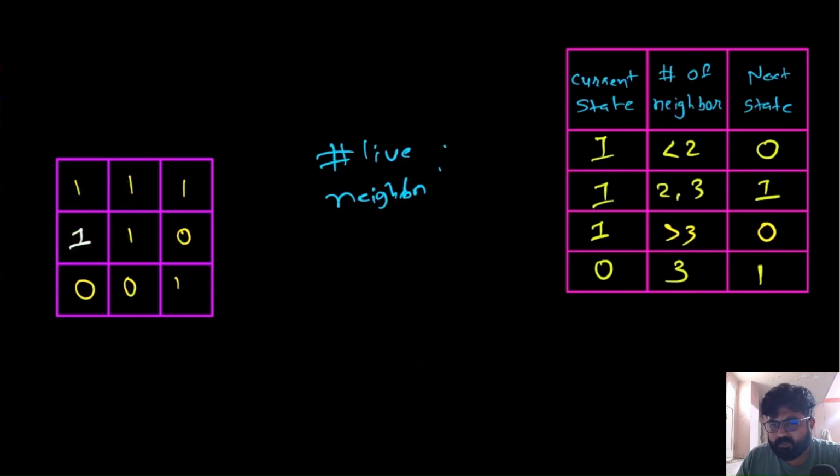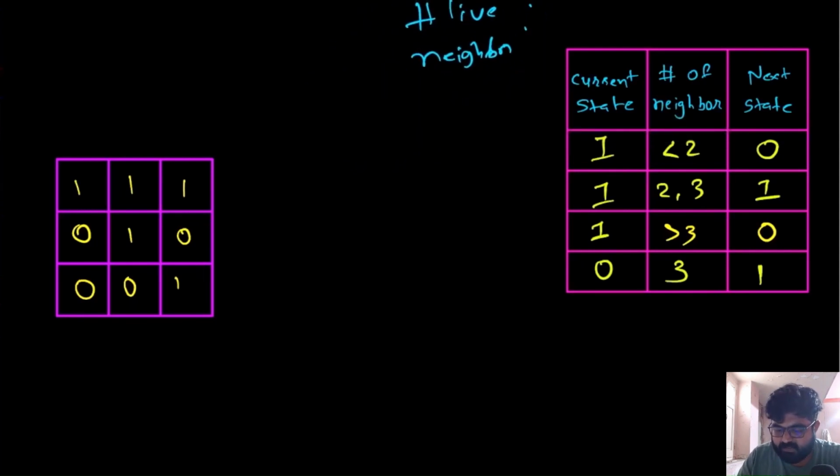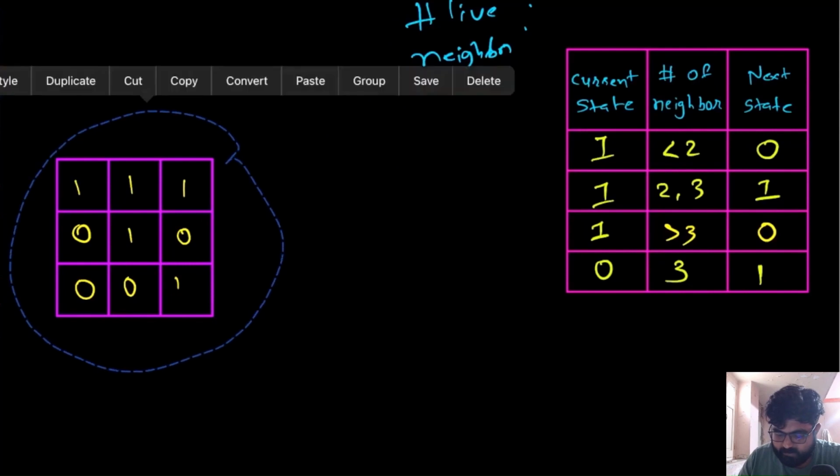So one possible solution is that rather than making changes in place, we create a duplicated grid which contains the original items. So say, for example, suppose this was the original input we are given and we need to make changes. First of all, we are going to create a duplicated entry and keep track of live neighbors. So let's first quickly create a duplicated entry.